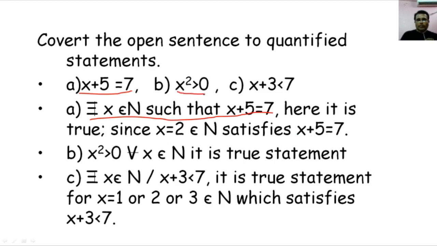Next one is x square is greater than 0. We know that x square is greater than 0 for all x in natural numbers, and therefore it is a true statement. There exists x belongs to N.